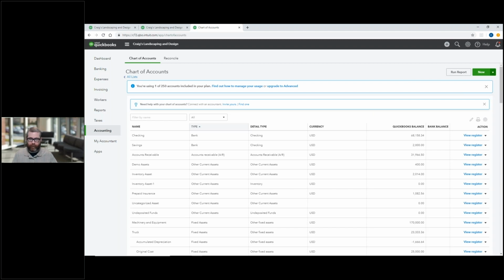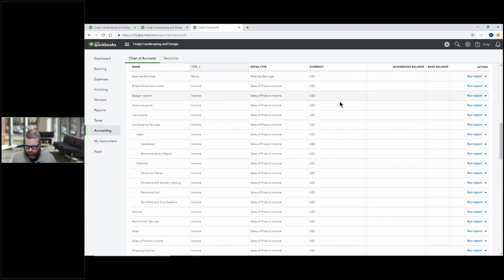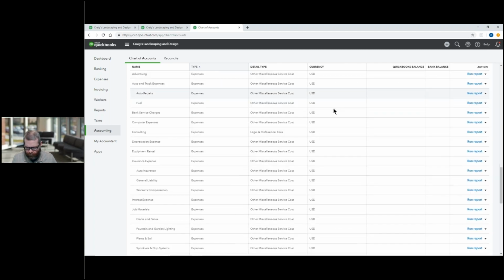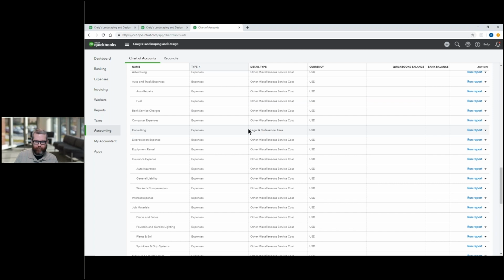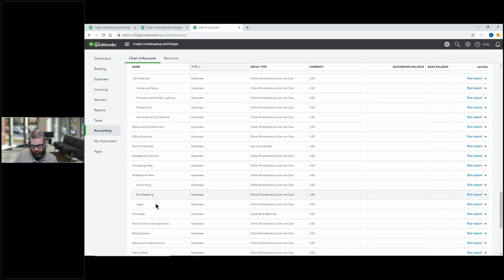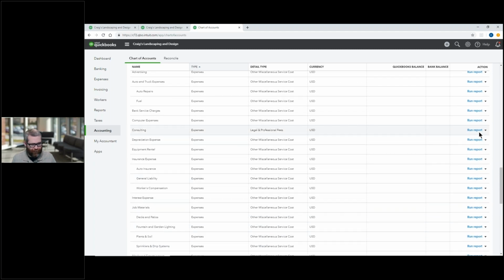So our consulting account, we want to make that part of professional fees. So what I'm going to do is go and find it. We're going to go down to consulting. So scroll on down here. We will find consulting. There it is. We want that to be a sub-account of professional fees. We saw the professional fees earlier. So we want it to end up right here underneath professional fees. So I'll go back up and find consulting. We're going to edit this. Click the drop down here and choose edit.